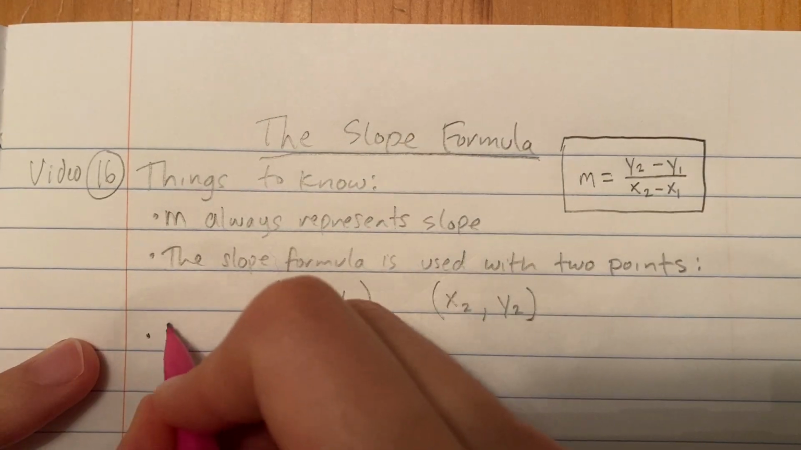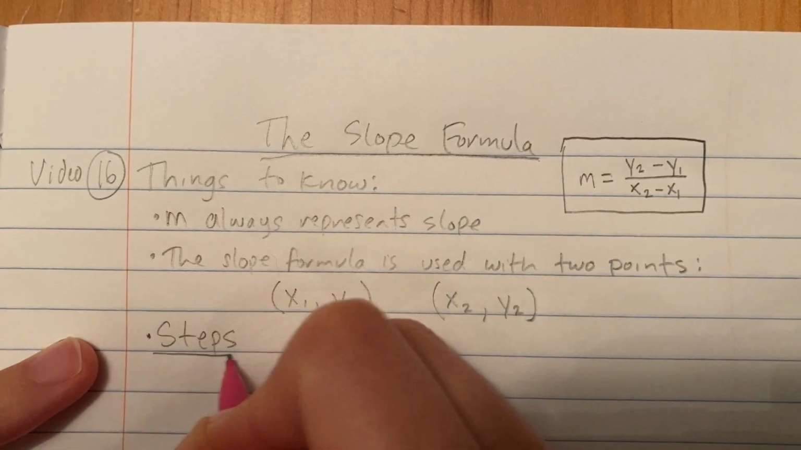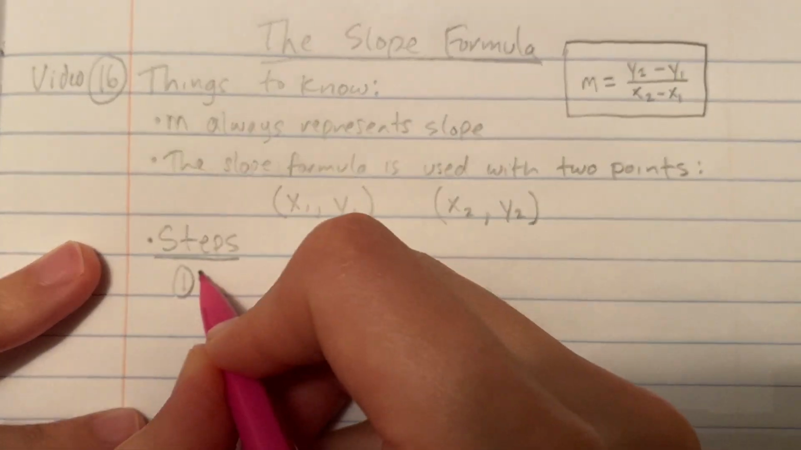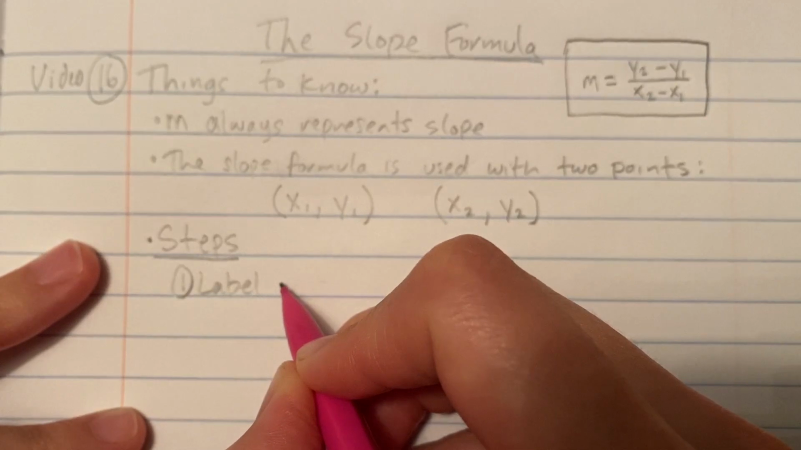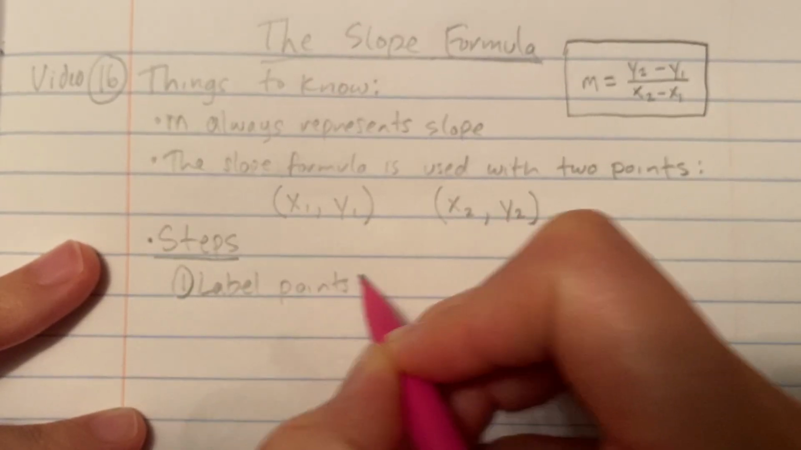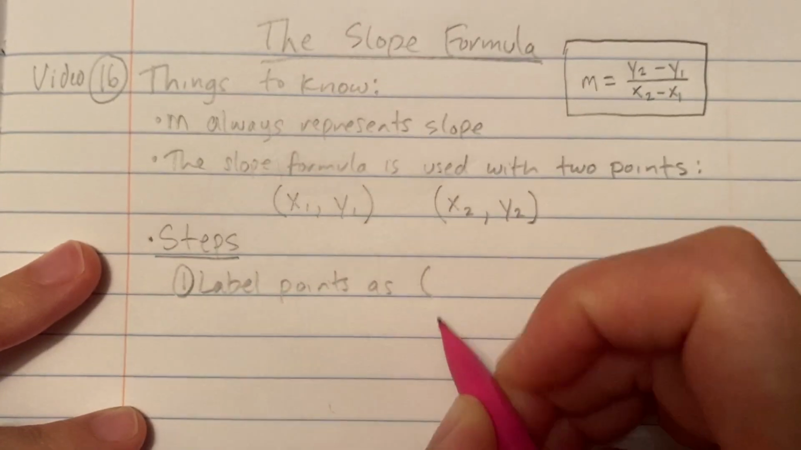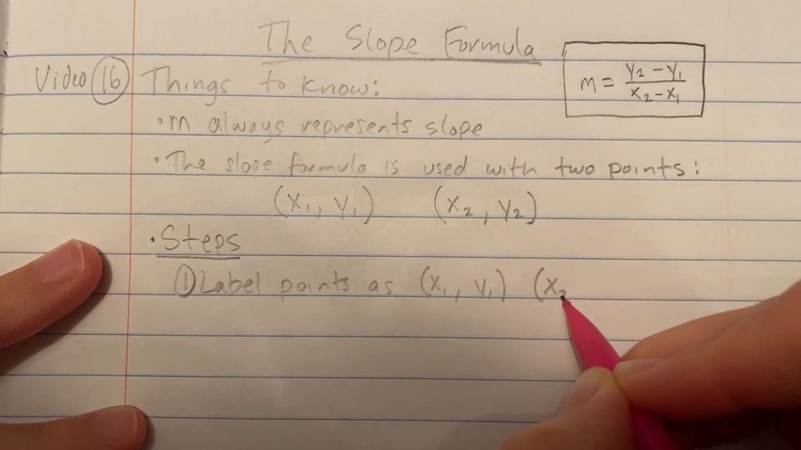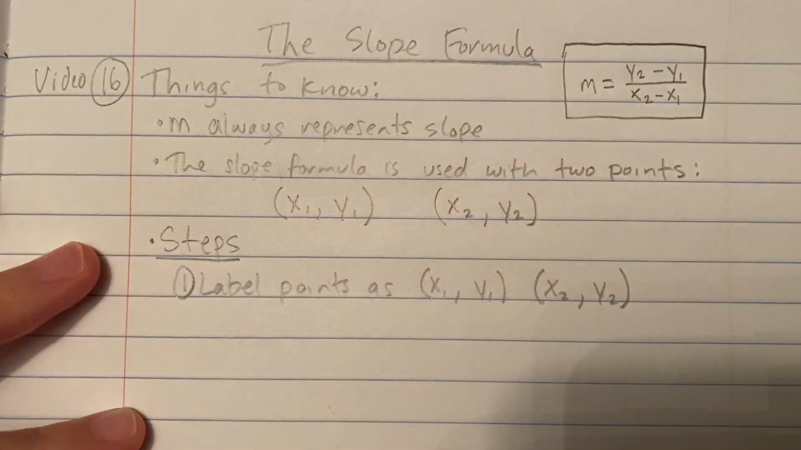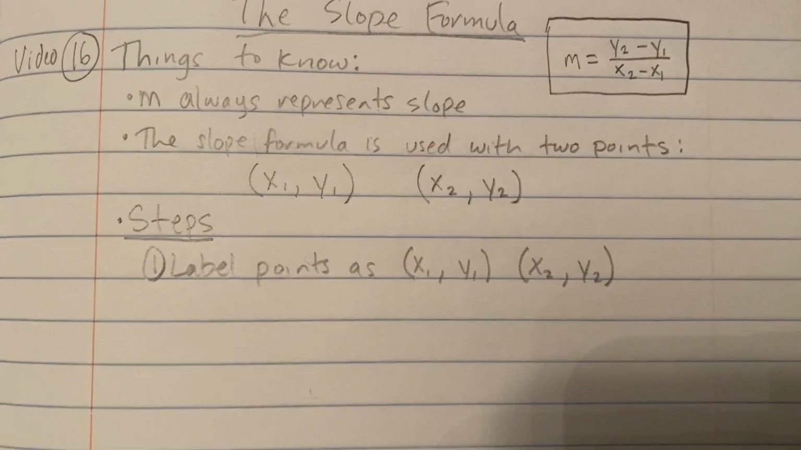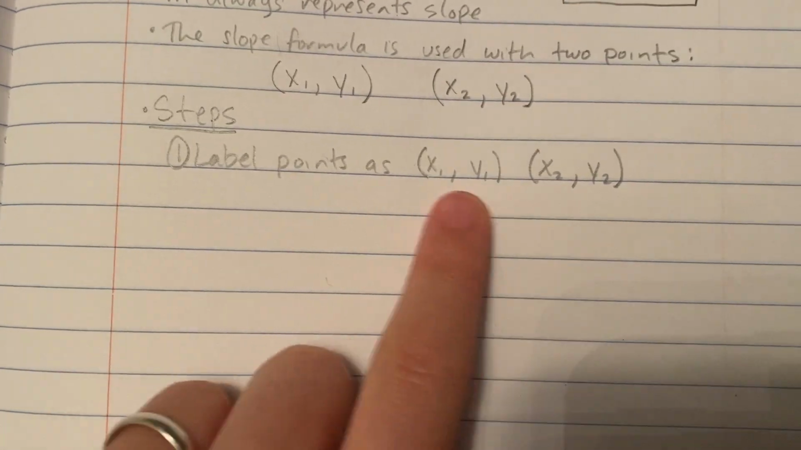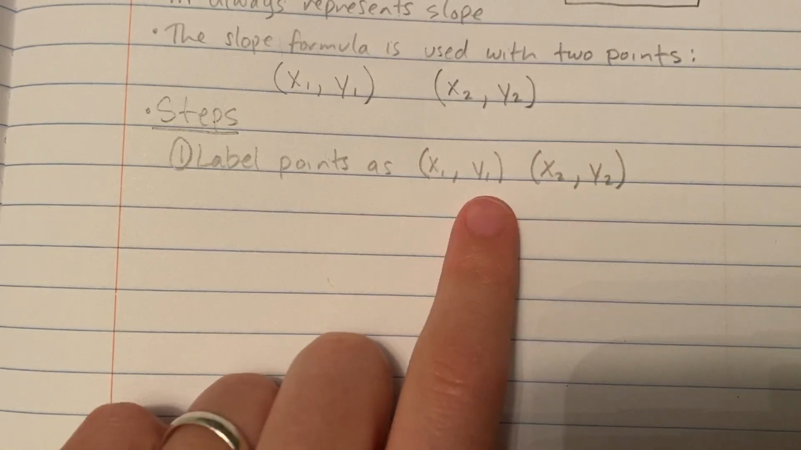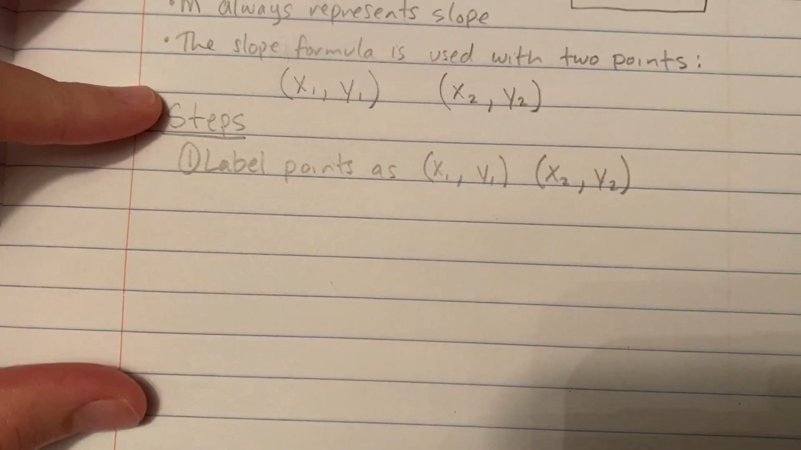So here are the steps to using it, and then I'm going to show you a couple examples. The first thing you're going to do is label your 2 points. Say this in your head a few times: x1, y1, x2, y2. It's the easiest part, but it's also the part that people mess up the most. If you label the points correctly, you're most likely going to get the problem correct. But sometimes people either skip this or rush through it, and then it ends up wrong.